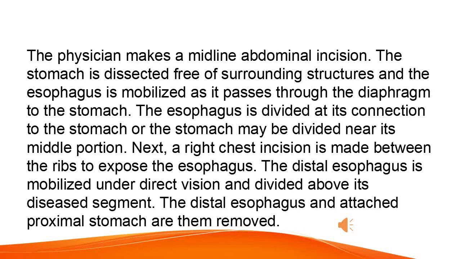The stomach is dissected free of surrounding structures and the esophagus is mobilized as it passes through the diaphragm to the stomach. The esophagus is divided at its connection to the stomach, or the stomach may be divided near its middle portion. Next, a right chest incision is made between the ribs to expose the esophagus. The distal esophagus is mobilized under direct vision and divided above its diseased segment. The distal esophagus and attached proximal stomach are then removed.